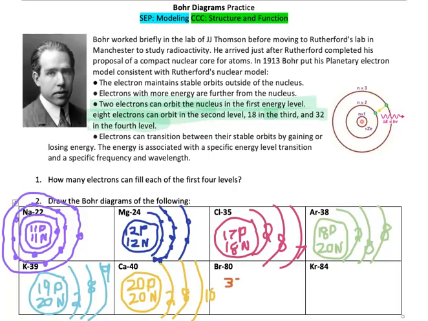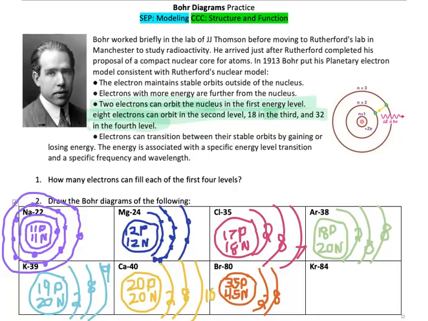Bromine. Bromine is element number 35. So I have 35 protons. 80 minus 35 is 45, 45 neutrons. So that's my nucleus. So I've got 2 in the first, 8 in the second. So that's 10. 35 minus 10 is 25.